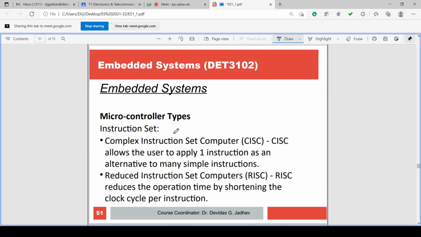Instruction set based types. The types are also there based on instruction set: complex instruction set computer CISC and reduced instruction set computer RISC. Complex instruction set allows the user to apply one instruction as an alternative to many simple instructions. Many simple instructions are taken and one complex instruction is made, so it is complex instruction set computer. And simple, different instructions are there, so that is called reduced instruction set. It reduces the operation time by shortening the clock cycle per instruction.